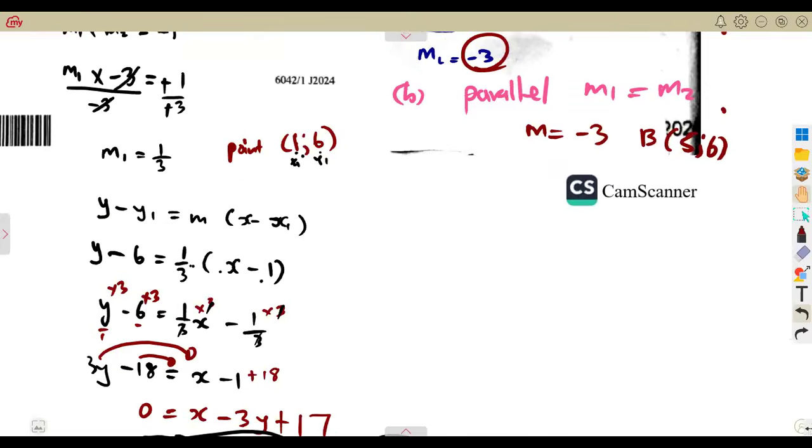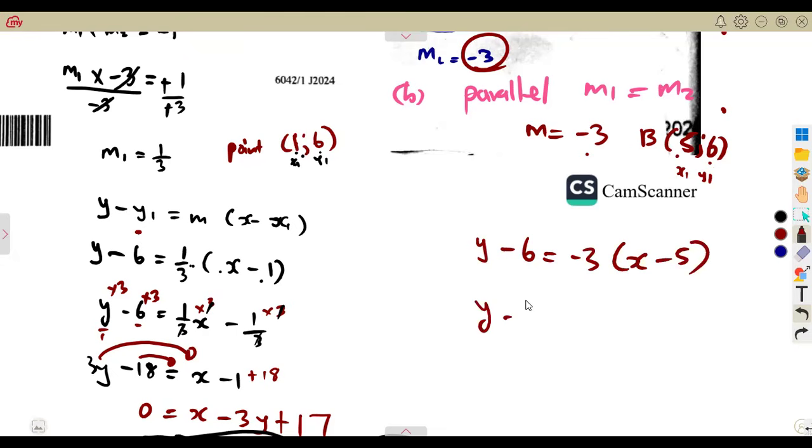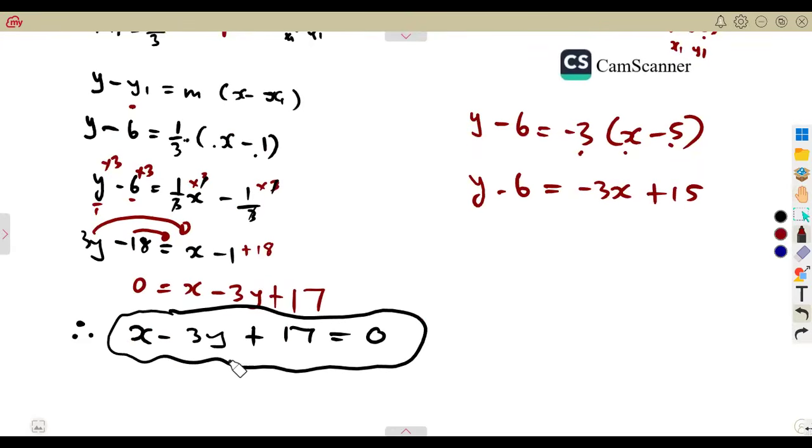So guys, we can simply use the same concept, depending on the way that you want to have it. You can have it in the form y is equal to mx plus c, whatever way you want. Using the same previous format here, we're going to have this as our x1, y1. So that is y minus y1, which is 6, is equal to m, that's minus 3, into x minus x1, which is 5. Just like that. So y minus 6 is equal to minus 3 times x, that's minus 3x, minus 3 times 5, that's plus 15.